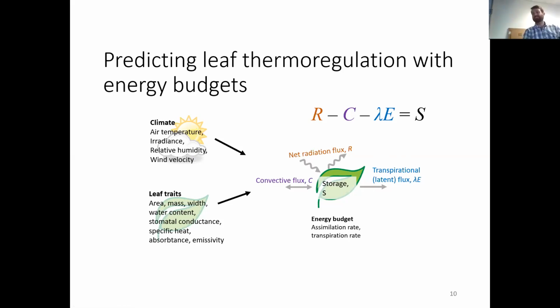And then this whole thing, depending on how these fluxes balance out, you can have energy storage or temperature changes in the leaf. And so these fluxes really determine the temperatures leaves are operating at. And this energy budget allows us to understand how that works and to mechanistically and quantitatively link leaf traits with climate to make predictions about leaf temperature.